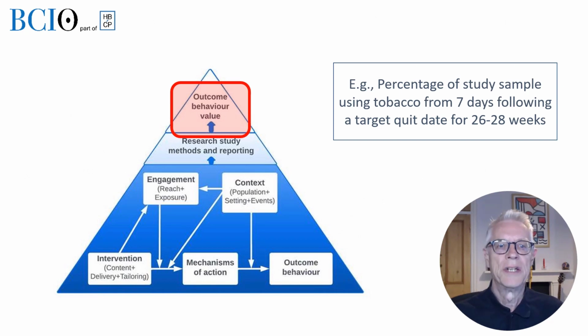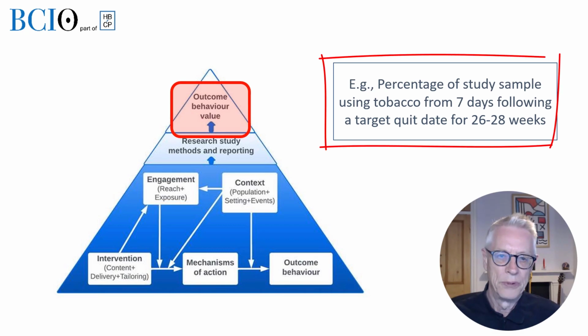In the Behaviour Change Intervention Ontology, we have an entity that we call the outcome behaviour value. This is a number such as a percentage which represents what we measured and reported to be the way that our study population has behaved in a given scenario.